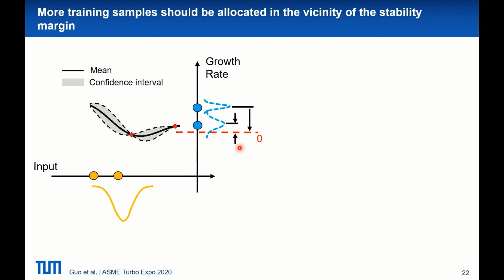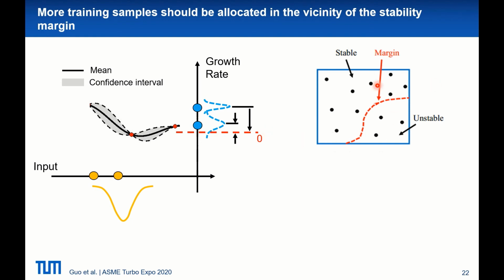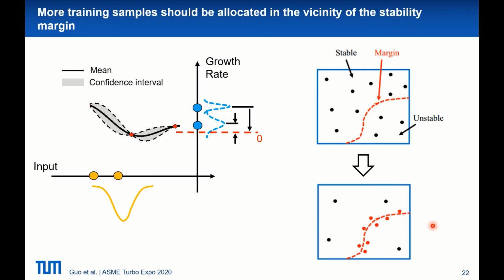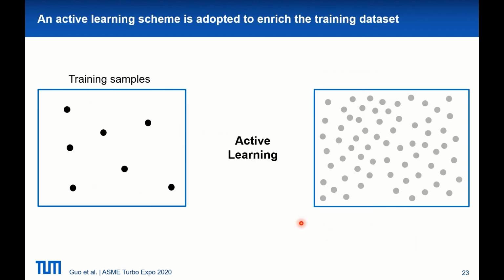As a result, in the beginning, when we decide where to put our training samples, a sampling scheme that simply fills the parameter space is just a waste of resources. Instead, we should allocate more samples in the vicinity of the stability margin. This way, we are able to achieve a more accurate and less uncertain risk calculation. In order to do that, we can adopt an active learning scheme.